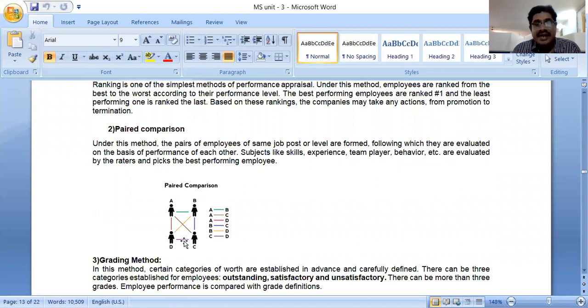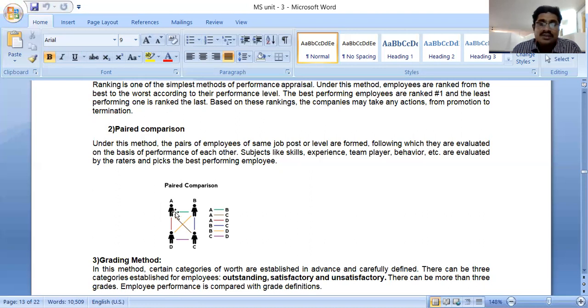So here, look at this diagram. A, B, C, D. These are the four employees in our organization. Paired comparison works like this: A is compared with B, A with C, A with D. Again, B is compared with A, B with D, B with C. Again, D is compared with A, D with B, D with C, and C with D. So these four persons are compared with each other.